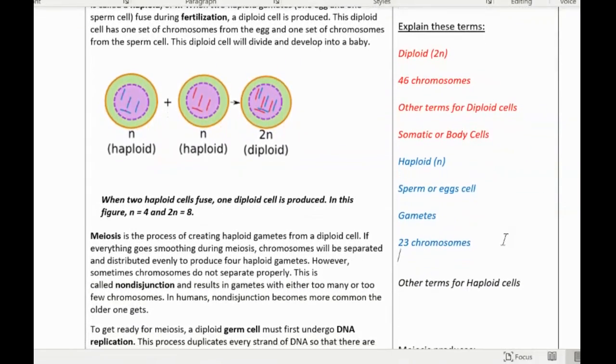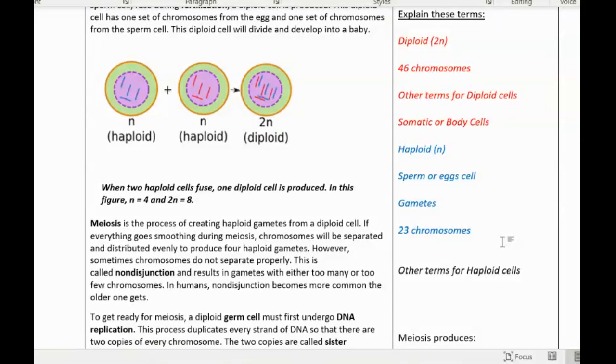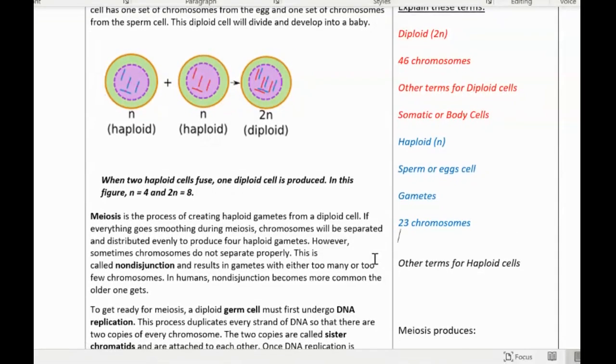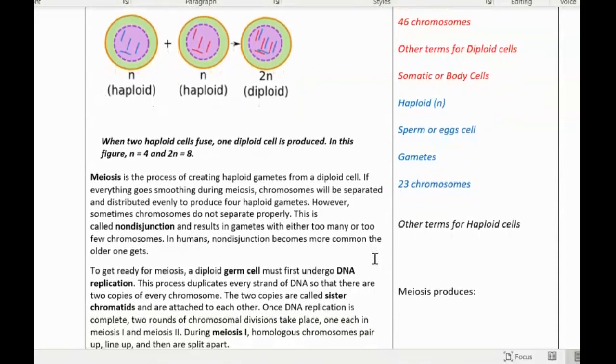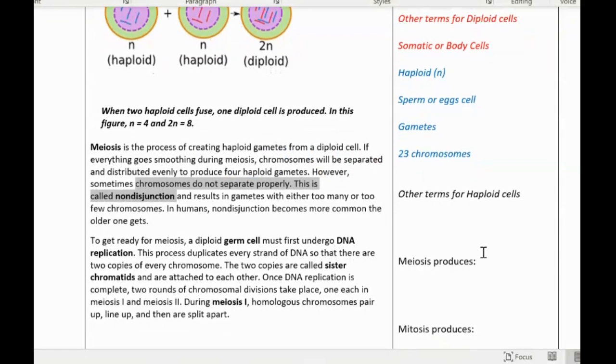So meiosis produces haploid gametes from that original germ cell. And if everything goes smoothly during meiosis, the chromosomes will be separated and distributed evenly to produce the 4 haploid gametes. So in this article, it says that sometimes chromosomes do not separate properly, and this process is called non-disjunction.